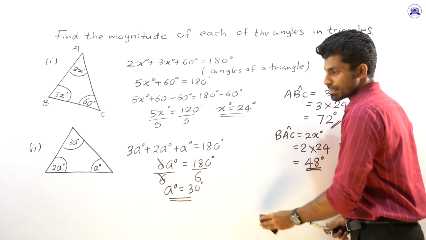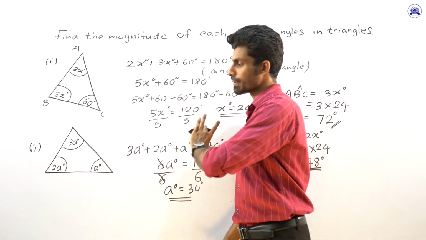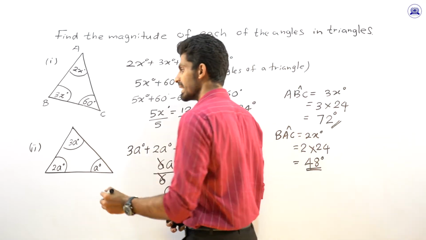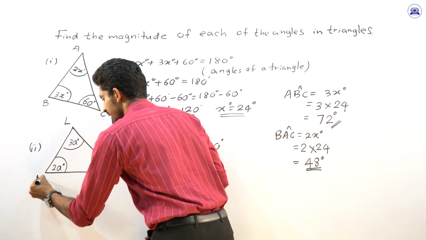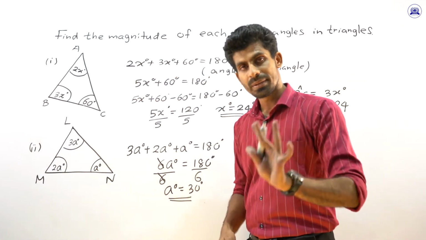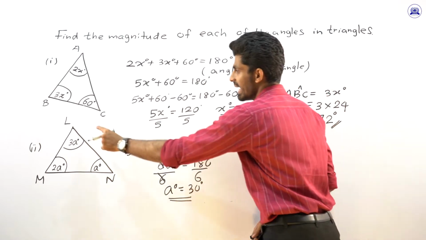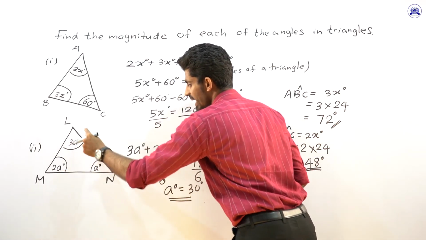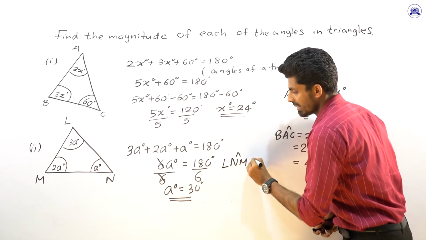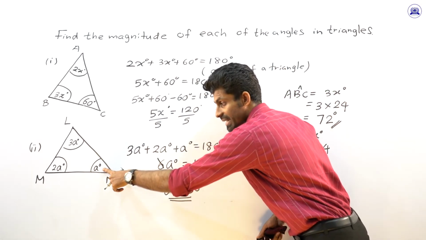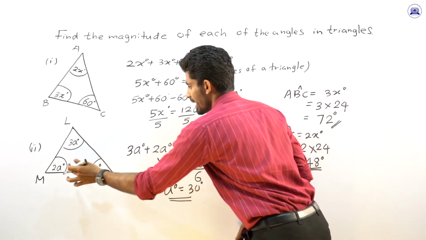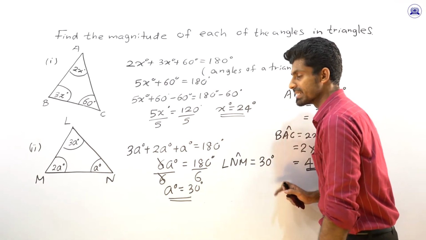A equals 30 degrees means we can write down all the angles here. Let's see. I am taking that triangle as LMN. Look at this one, LNM. What is the angle, my dear student? A. A means 30. LNM, A equals 30.